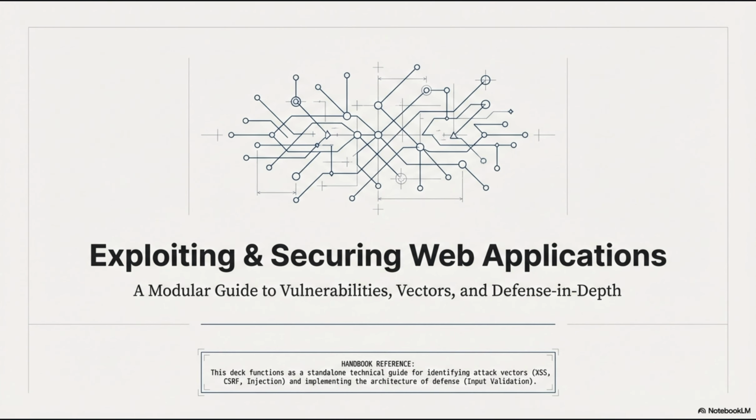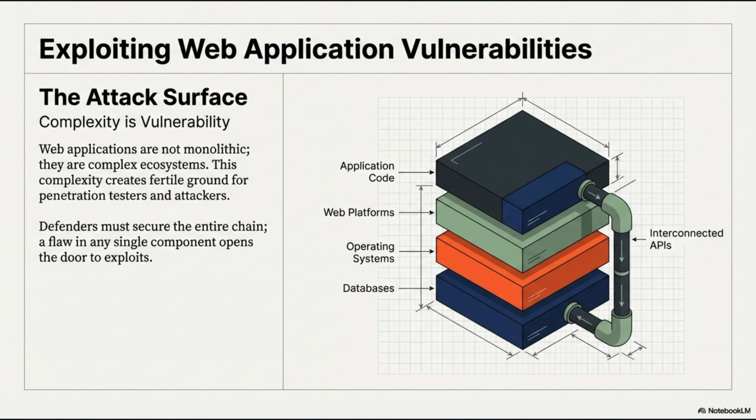Next up, we have exploiting and securing web applications. The attack surface: complexity is vulnerability. Web applications aren't just one thing. They're complex ecosystems, and this complexity creates fertile ground for pen testers and attackers, where you might overlook something, but they definitely won't, and they will take advantage of it to the fullest. That's why defenders must secure the entire chain, because a flaw in any single component opens a door to exploits.